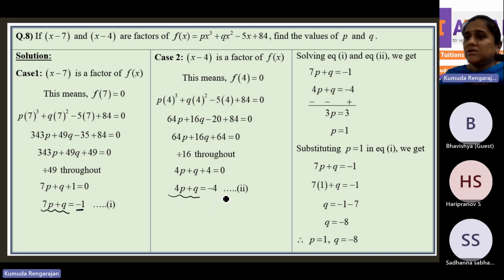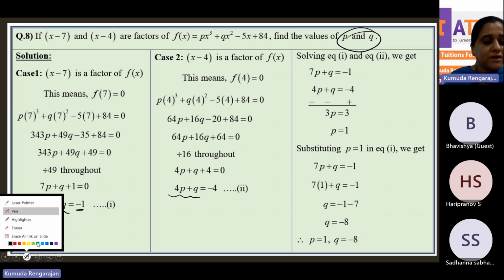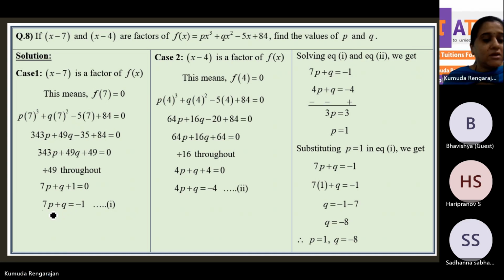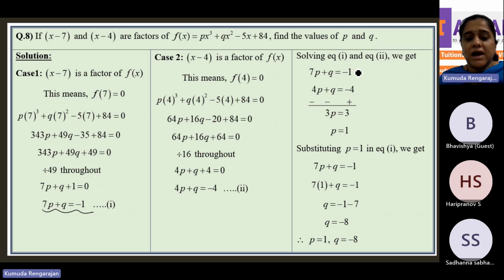Now we have to solve these two equations and find the values of P and Q. That's the question. So write the equations one below the other. See here, I've written the equations one below the other. This is the first equation, and this is the second equation. Now, to proceed with this, you must get rid of P or Q. You have to cancel out. Either P should disappear or Q should disappear.